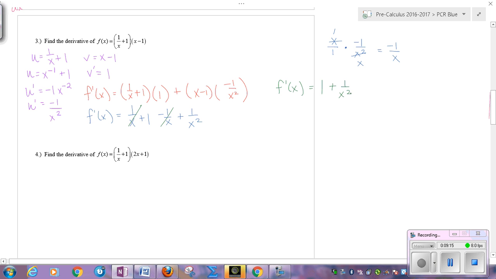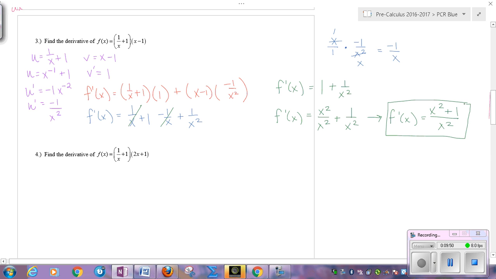Now, if this was a multiple choice or I gave you an answer key and your answer wasn't the same as mine, some of the things you want to check for is, did they write something that was equivalent to what you wrote? So what you could have done from here is you can say that 1 is the same as x squared over x squared. You agree with me there? Now, do you see why I did that? Because now I have a common denominator. So I can say that the derivative is equal to x squared plus 1 all over x squared.